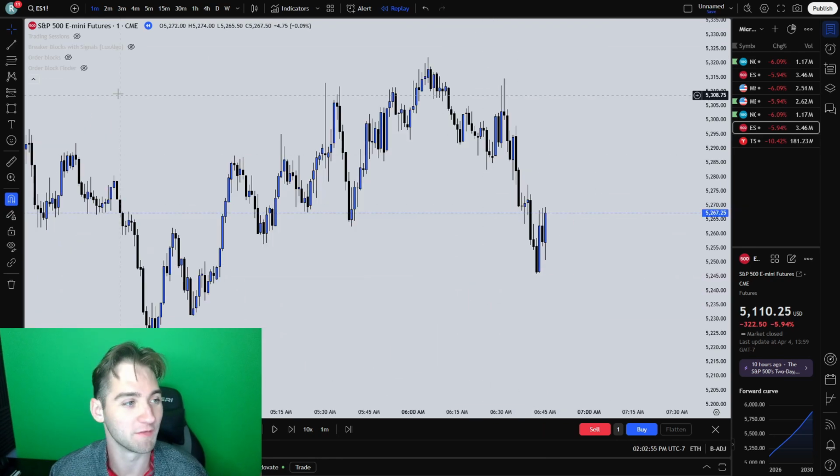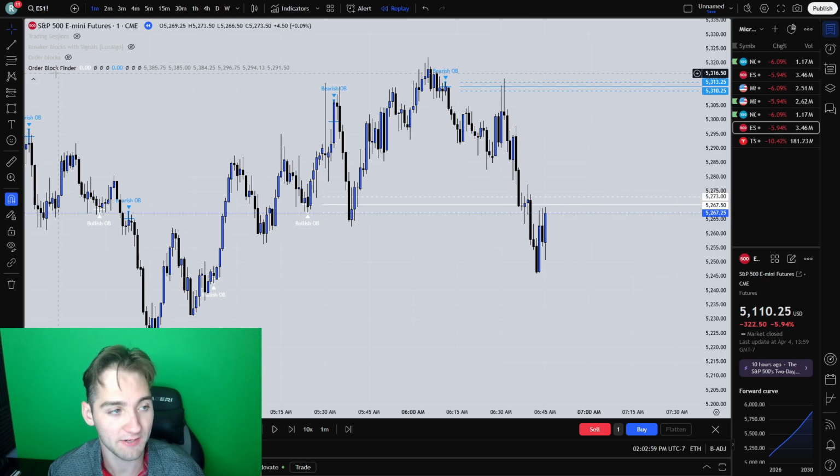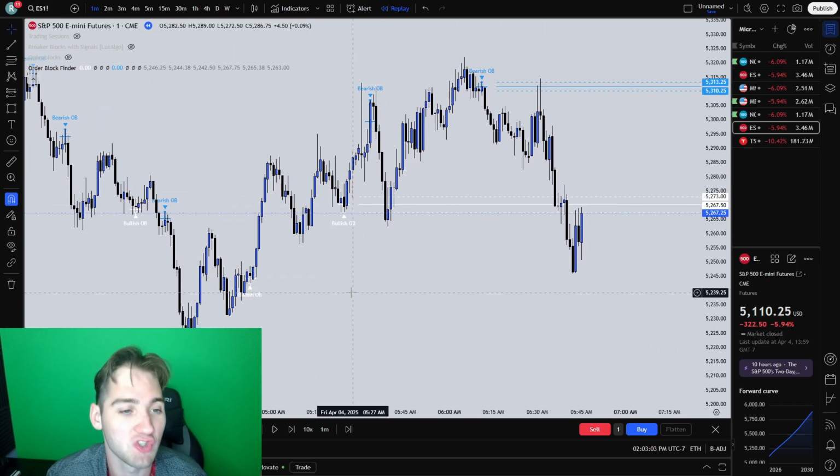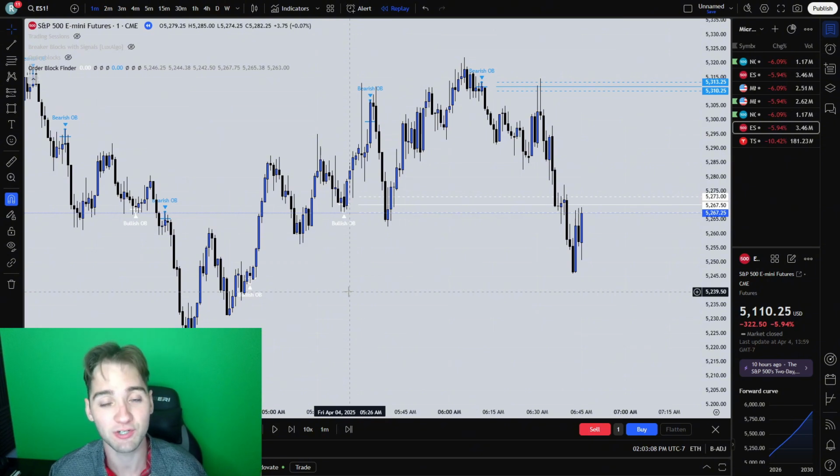See? All right, everybody. So our last but not least indicator is the order block finder here. As you can see, basically, it's going to highlight and show you where the bearish and bullish order blocks are. And these are going to show and dictate where buyers and sellers are in the market to actually have a rejection or a bullish move off from.